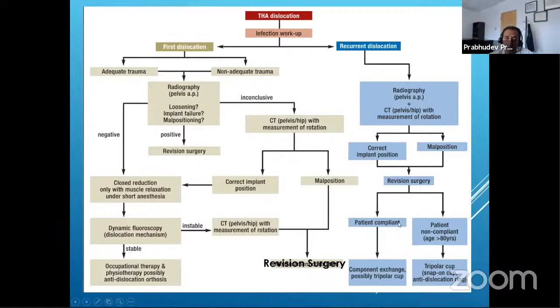If the patient compliance is a problem, then a component exchange, and possibly we should consider dual mobility cups and elevated liners. I'm sorry, if the patient is compliant, then we should go for appropriate revision of the cup. If the patient is not compliant, like in elderly patients, then they are a consideration for constrained liners.